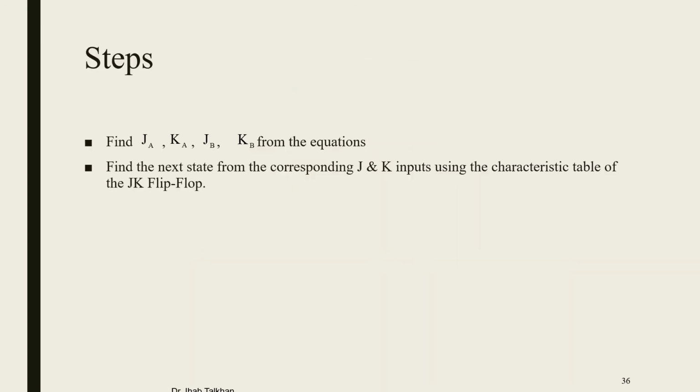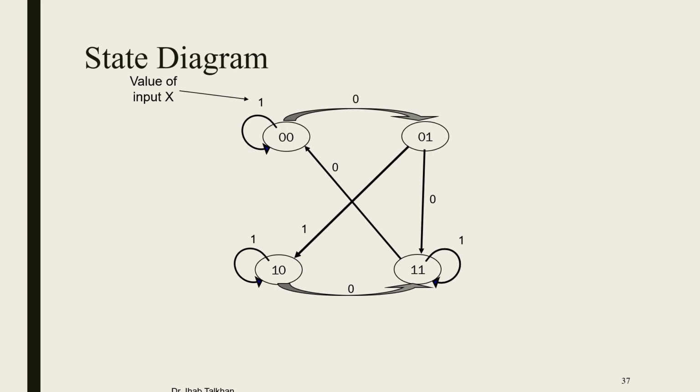So to summarize what we did in the last slide, we have the steps for solving the problem. We find JA, KA, JB, KB from the equations, and then we find the next state from the corresponding J and K inputs using the characteristic table of the JK. This is what we did in the last slide. Now to conclude the problem, we have to draw the state diagram as mentioned in the state table.